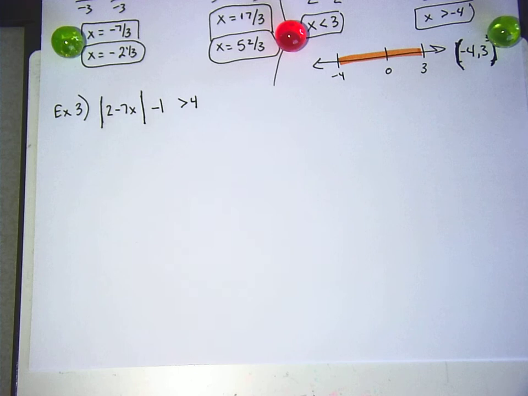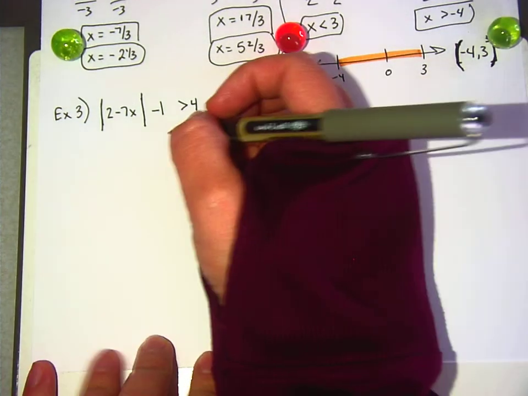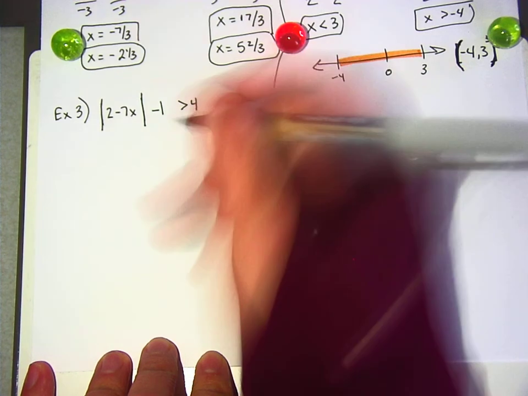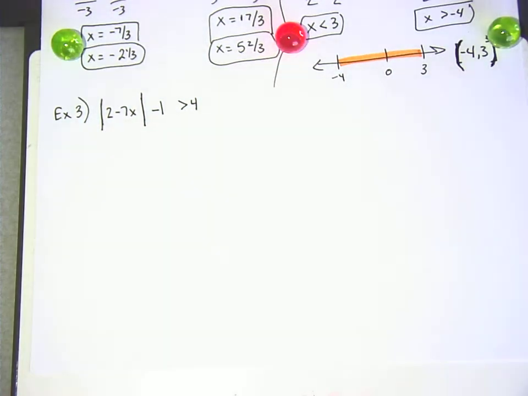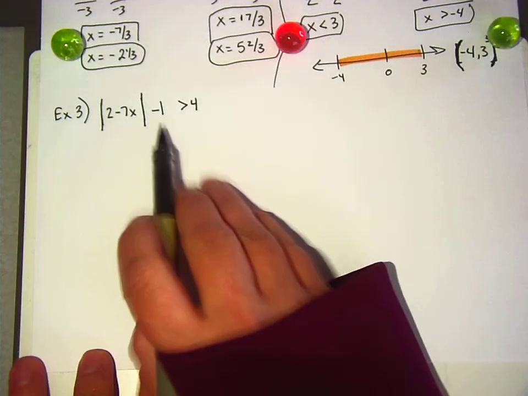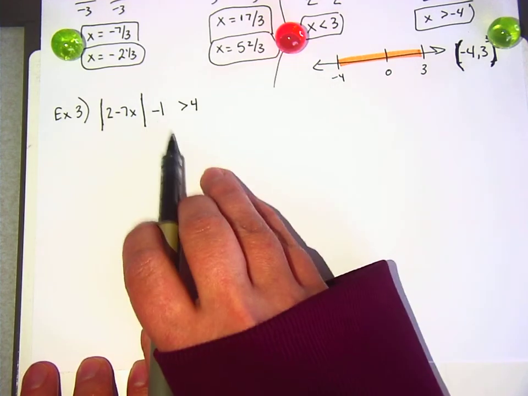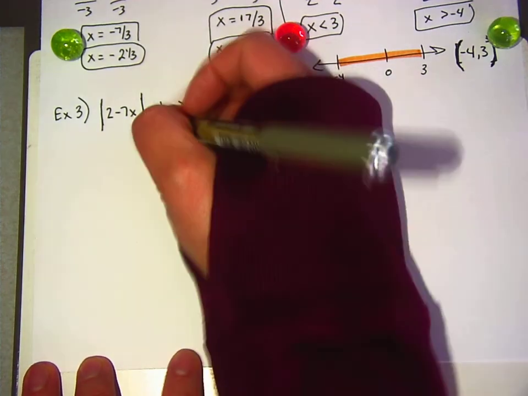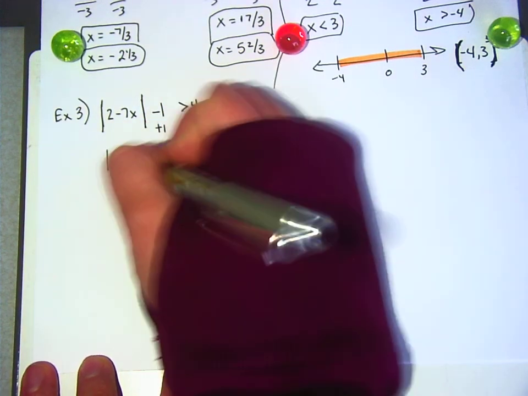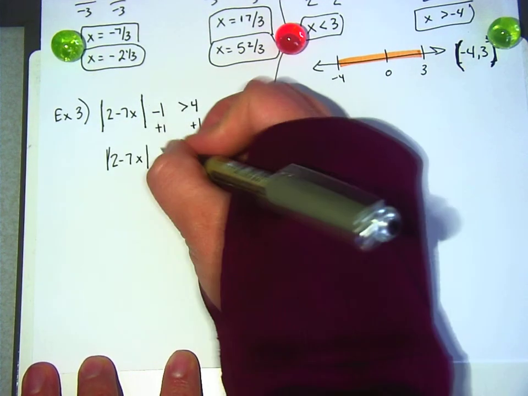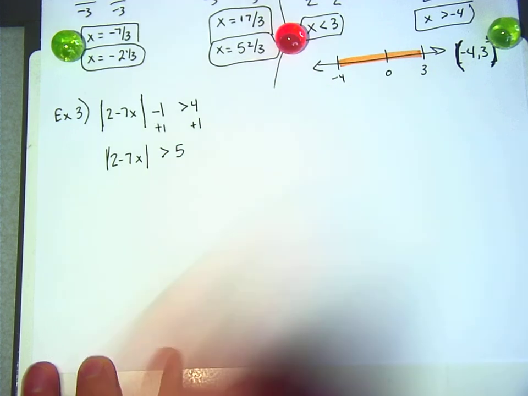So you're still gonna break the absolute value up, but before I break up the absolute value, I've got to get it by itself. Okay, so I'm going to help you. You got to get rid of this minus 1 first, so you gotta add 1. Yep, so we're going to add 1 to both sides. It's greater than 5.